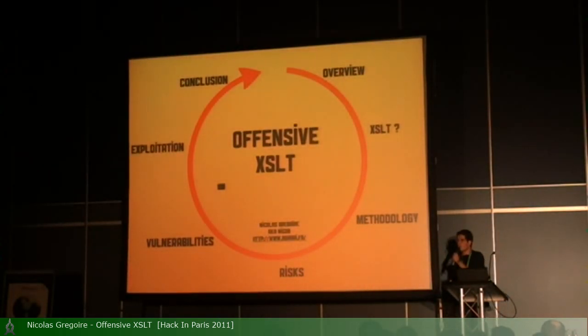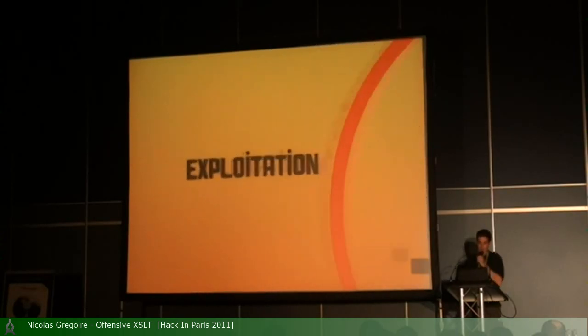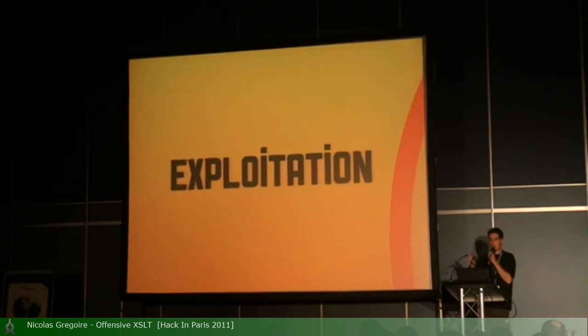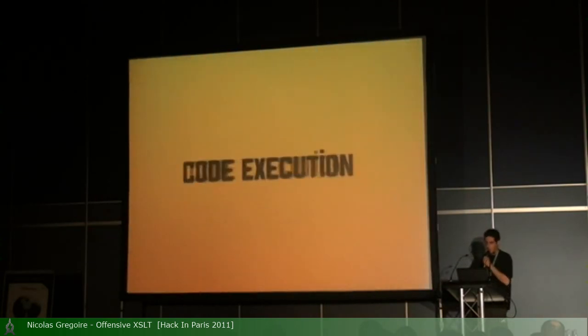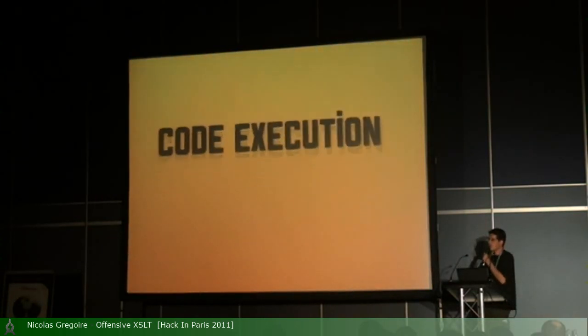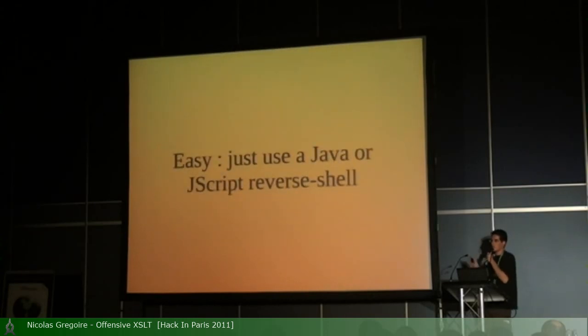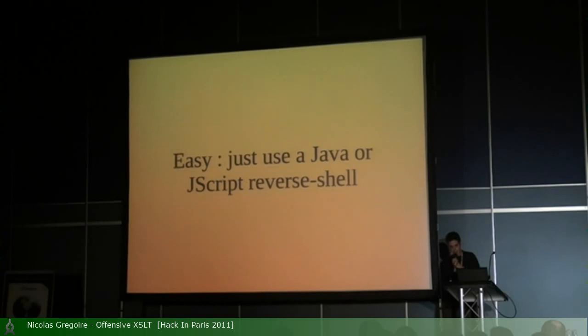We need to exploit them in an efficient way. We have two primitives: code execution and file creation. For code execution, it's really easy. You just need to write a reverse shell in Java or JavaScript or whatever, in a functional way. That's the main difficulty. You need to use recursion and not loops, for example, but it's not so difficult.